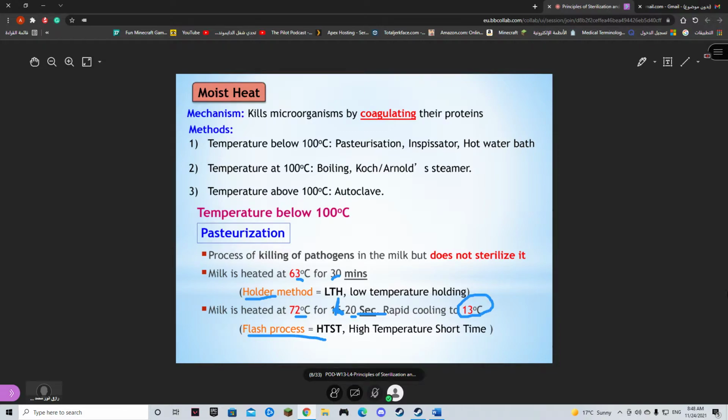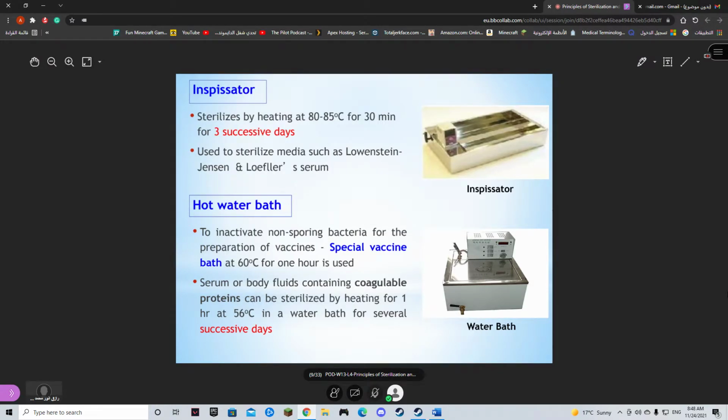Next we have inspissation, and the instrument is called the inspissator. The S is there, but we pronounce it 'zization'. Here you are supposed to use it for 3 consecutive days. The temperature, as I told you, should be less than 100 degrees, meaning 80 to 85 degrees for 30 minutes. But you have to repeat the procedure for 3 successive days.